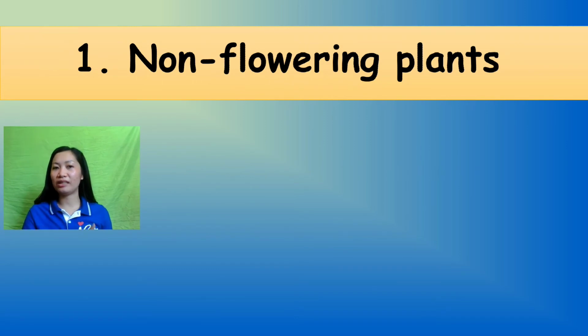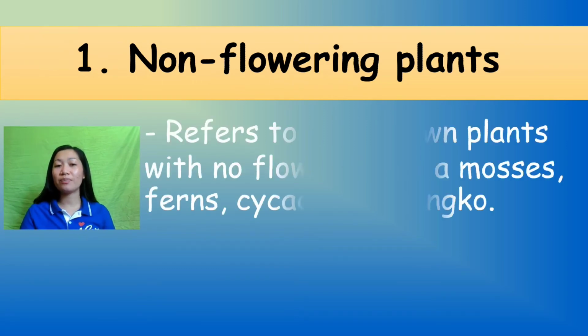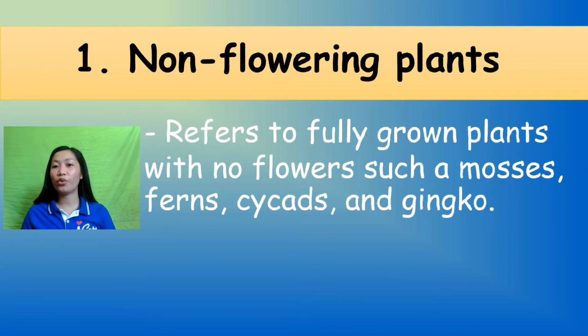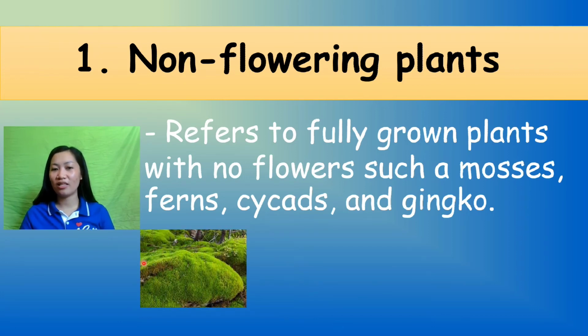Let's talk about the non-flowering plants. These refer to fully grown plants with no flowers, such as mosses, ferns, cycad, and ginkgo. Mosses, you are very familiar with this one, right? You can find it in a very wet area like in the river. Sometimes it grows on stones.